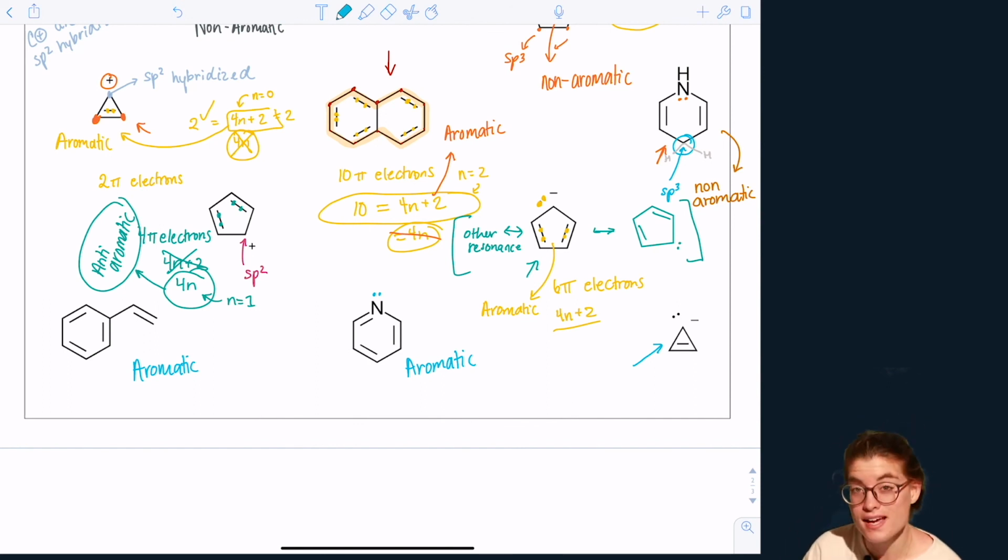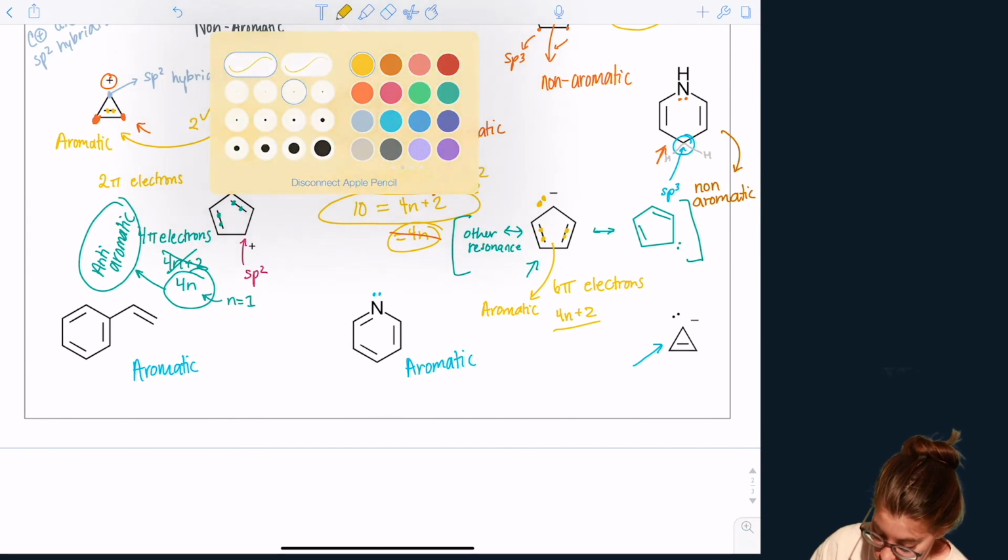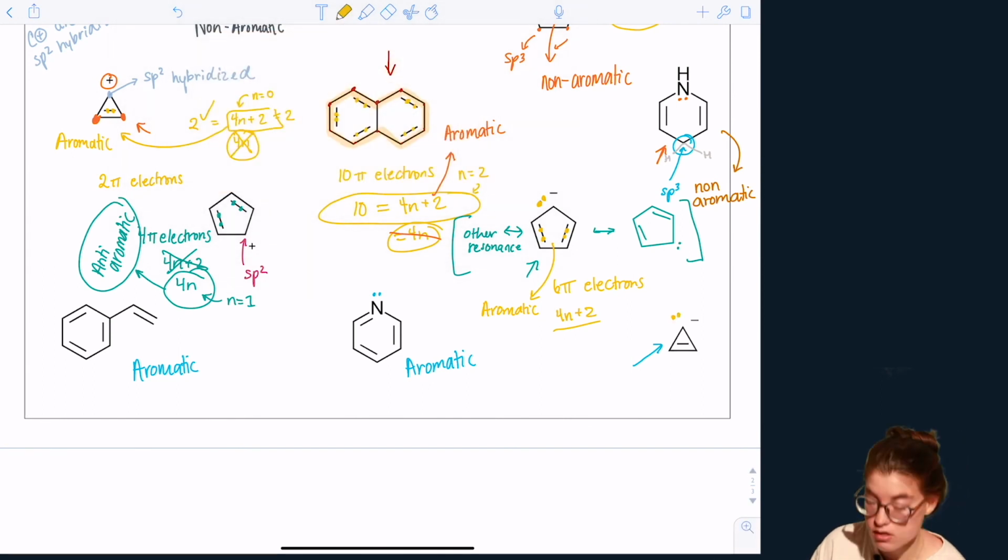So for carbanions, because they're involved in resonance, I always count the lone pair electrons along with my pi electrons if they're on an atom that has the ability to do resonance with the ring. So in this case, we can do resonance like that. Okay?